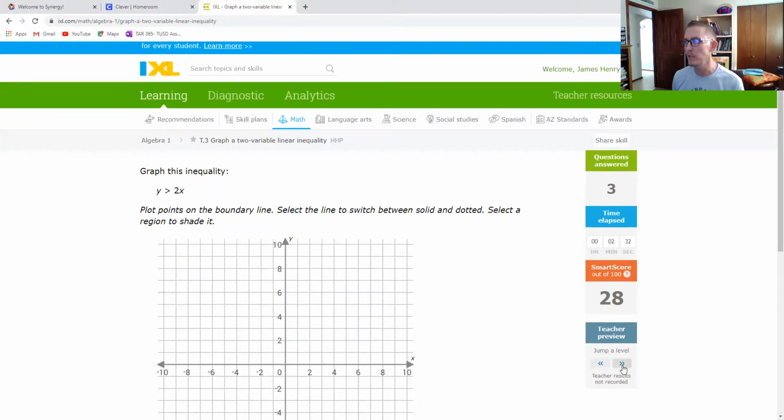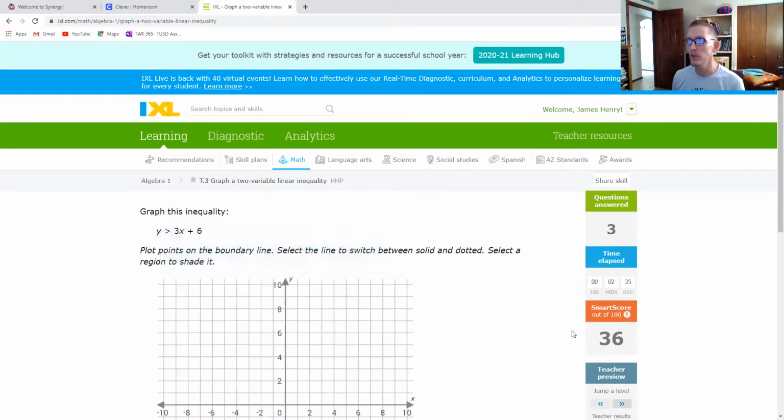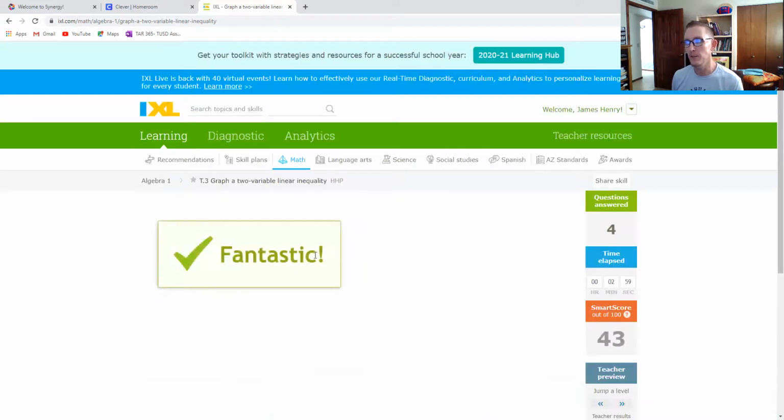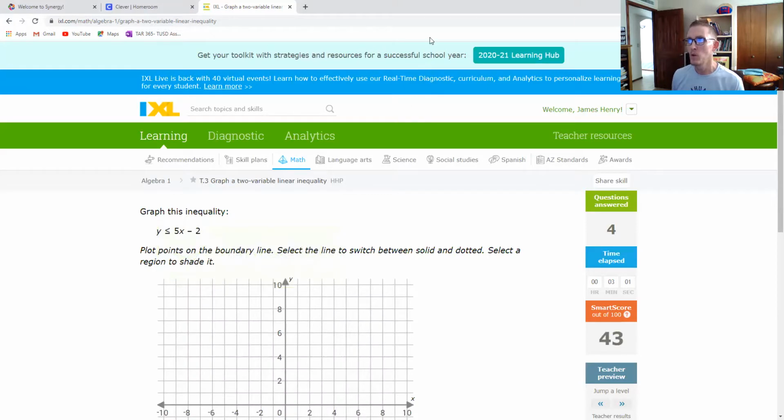All right, let's see if we can kick it up a level. There we go. Let's do one here. y is greater than 3x plus 6. So my y-intercept is 6. And then my slope is up 3 over 1. I need a dotted line. And I need y values that are larger, which is above. So I shade right here above the line. And there you go. So that's taking your linear inequalities, learning how to graph them, and then learning how to put it on IXL.